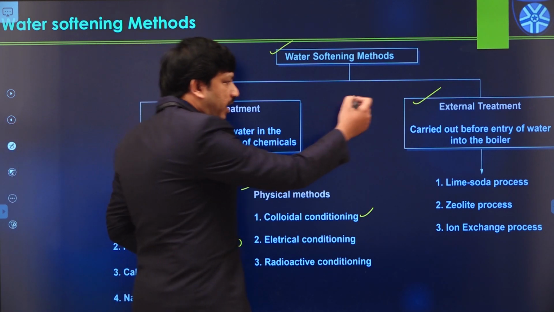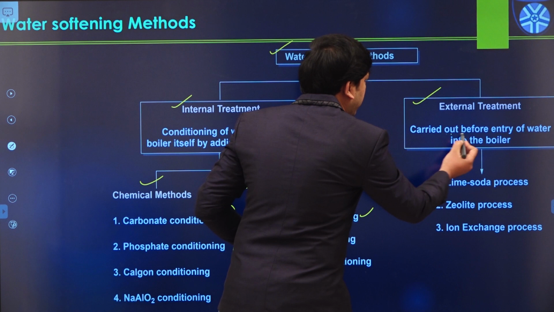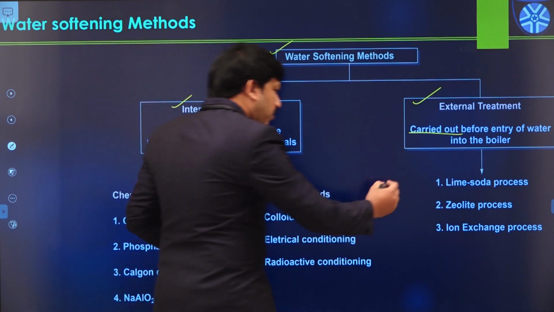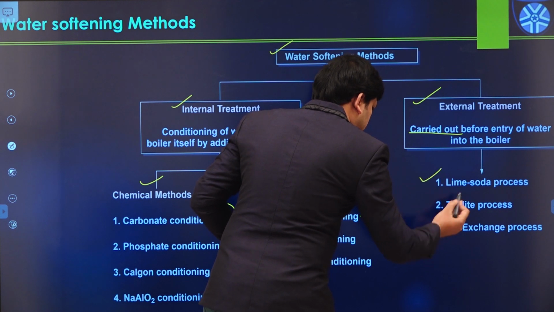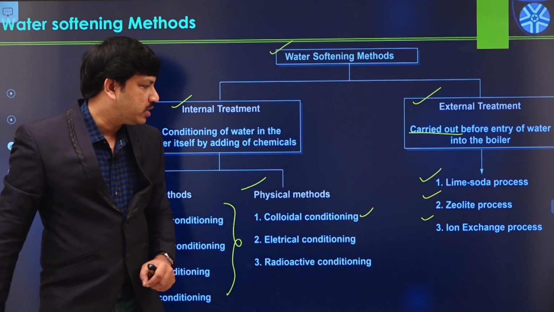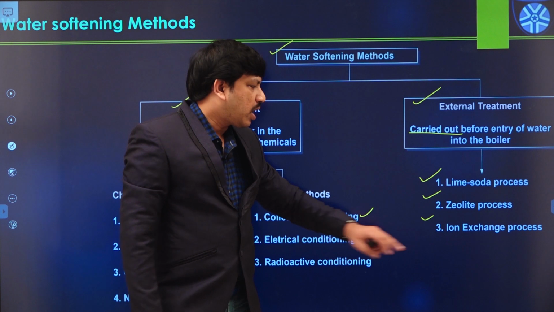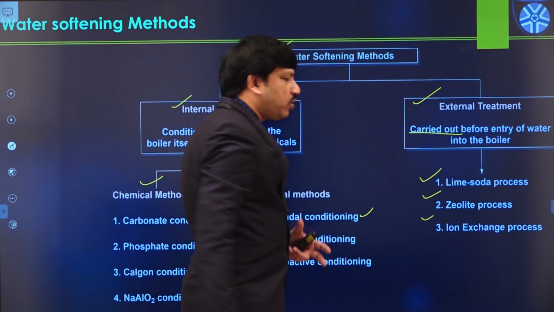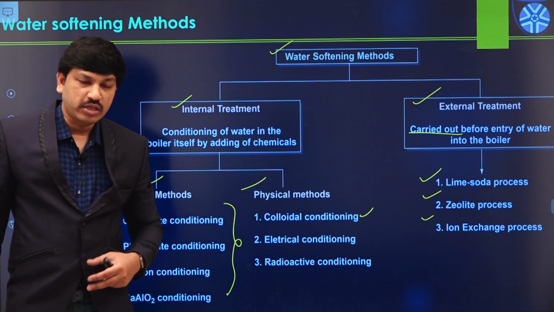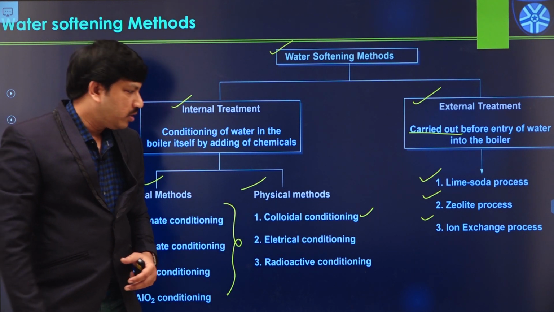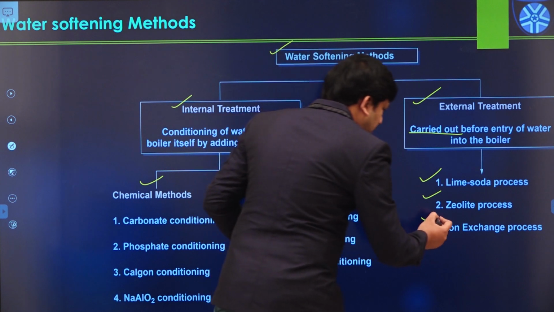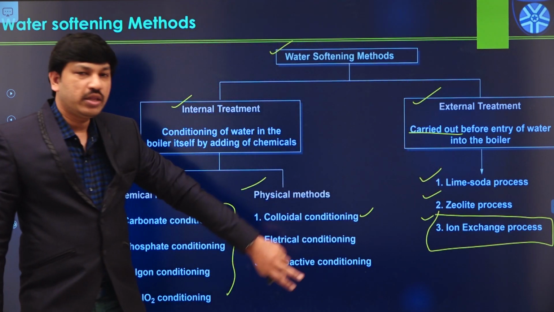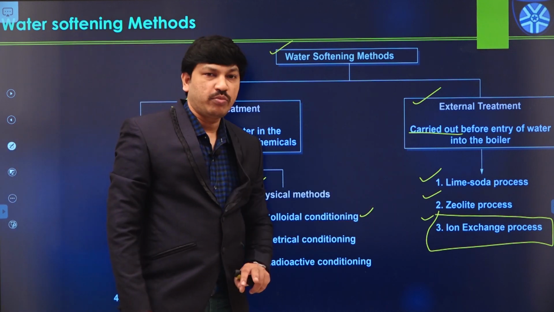So we have different external treatment methods. These are carried out before entry of water into the boiler. We have three important methods: the lime soda process, the zeolite process and the ion exchange process. Each method has its own advantages as well as its own disadvantages. But in our syllabus we have only one of the important methods, that is the ion exchange method. That is the reason I am focusing only on the ion exchange process.